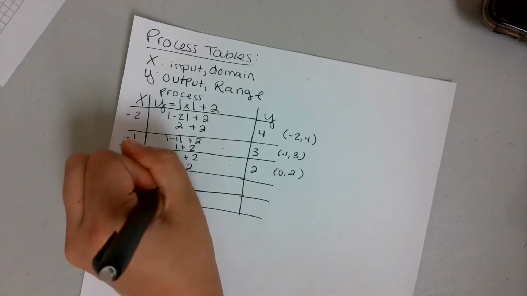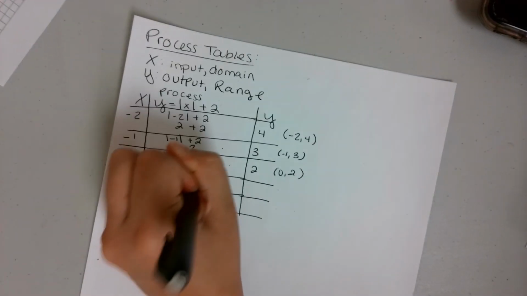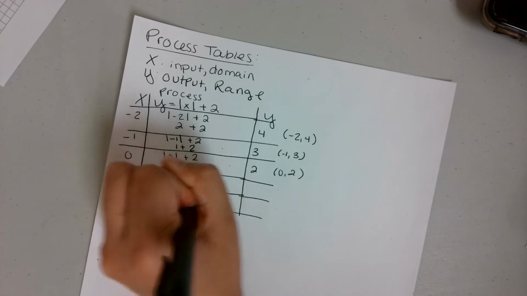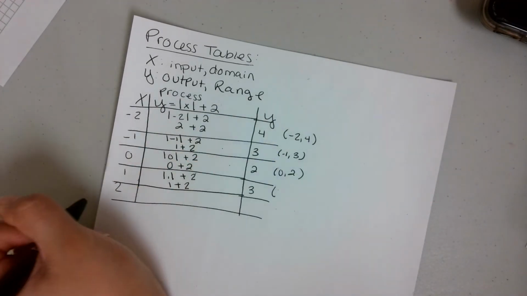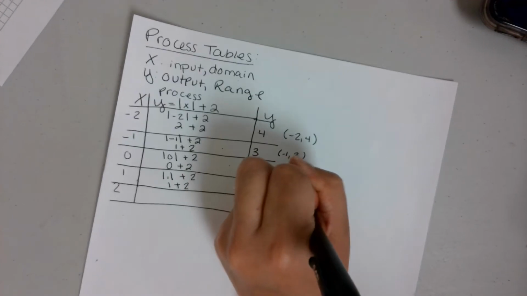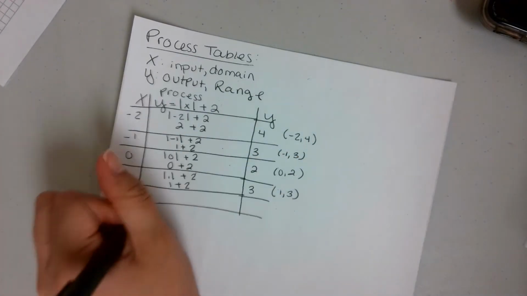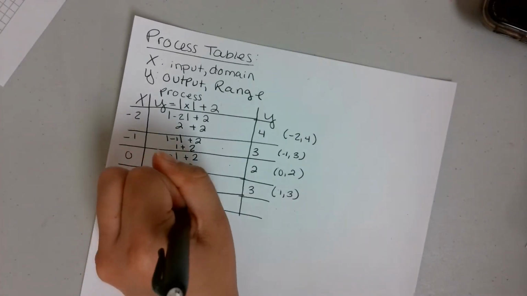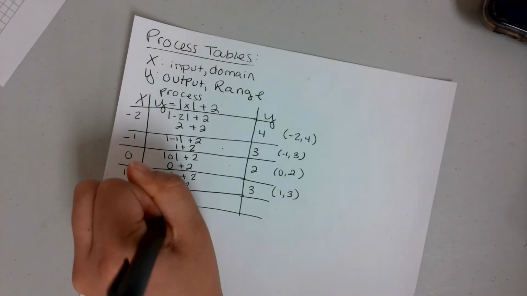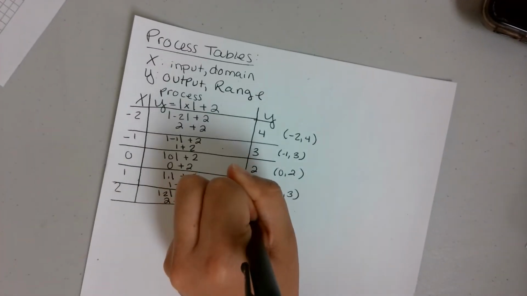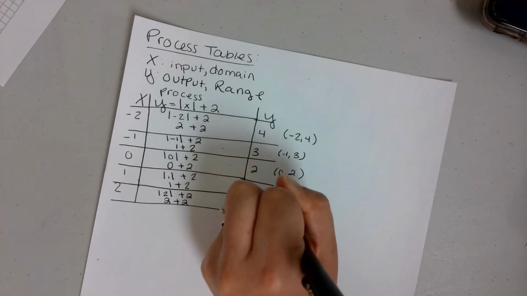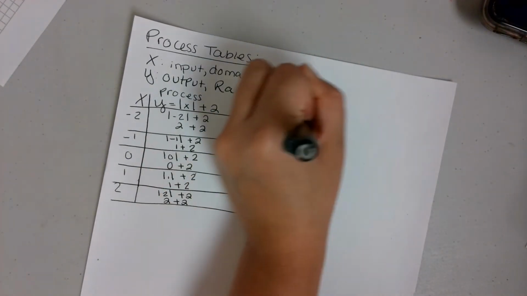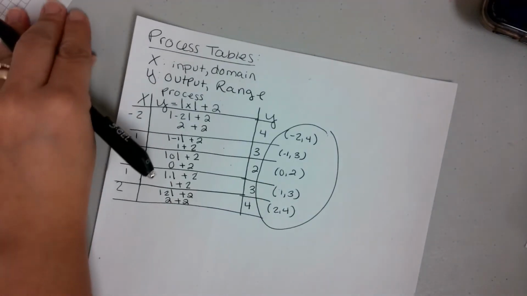I want the absolute value of 1 plus 2. So that's just 1 plus 2, which is 3. This ordered pair is at 1, 3. And then I have the absolute value of 2 plus 2. The absolute value of 2 is 2, and 2 plus 2 is 4. So this ordered pair is at 2, 4. Now I have my ordered pairs that I can use to graph.